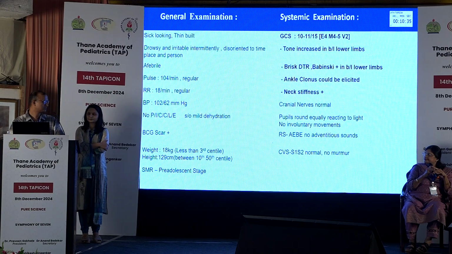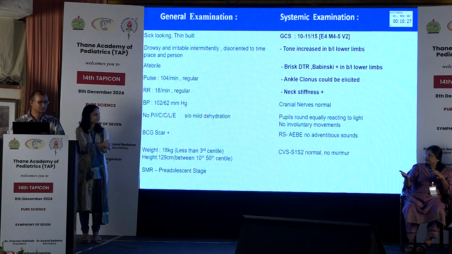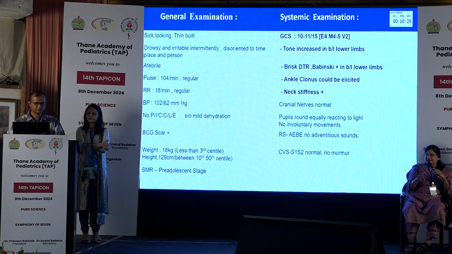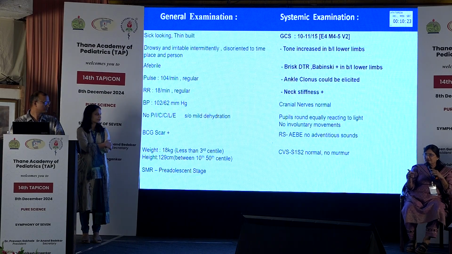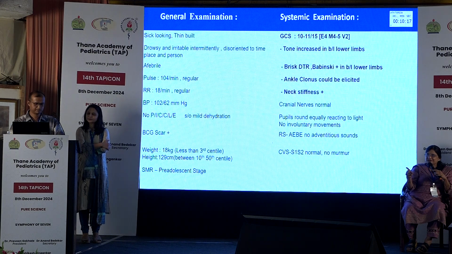So with this background history and examination findings, what could be the possible differentials? Neck stiffness, so there's definitely some CNS involvement. Now I just wanted to see if it is of acute onset or not. Two incongruous things I find are that the respiratory rate is only 18 for such an obtunded child, with a pulse of 104.